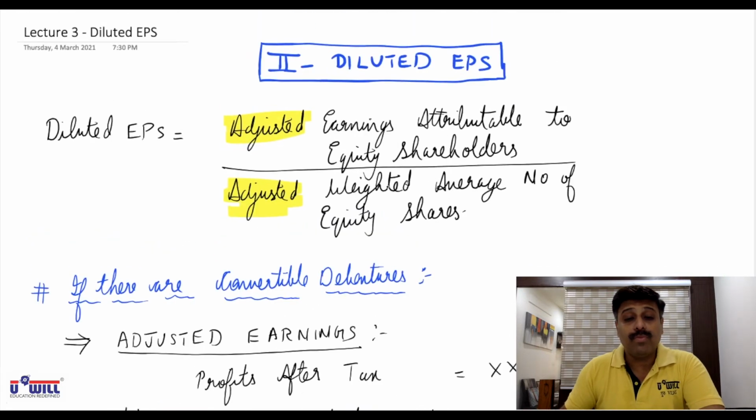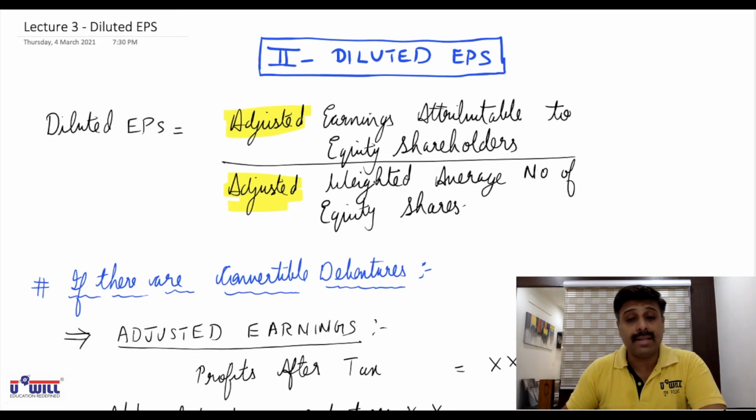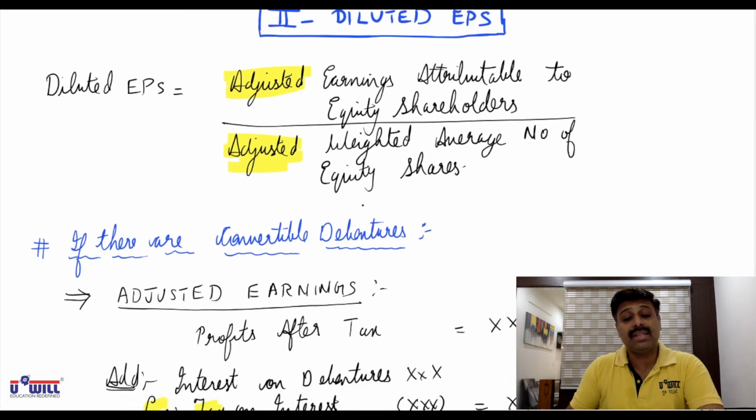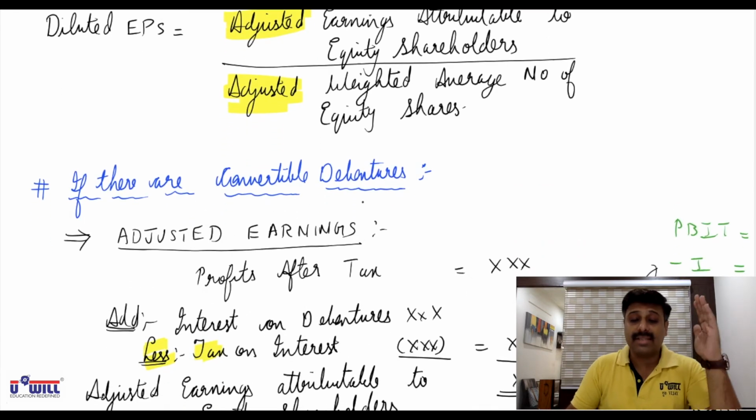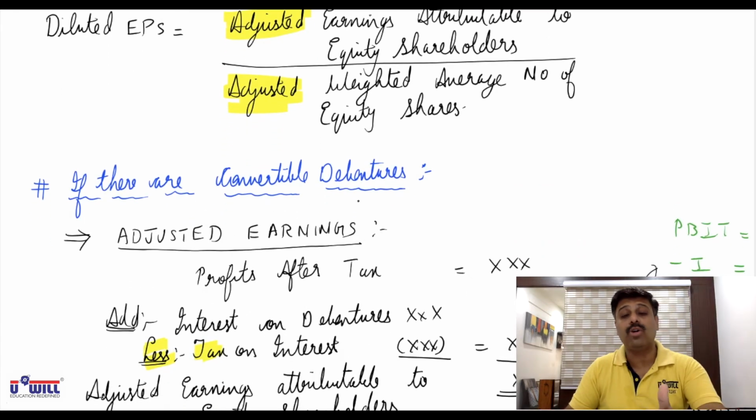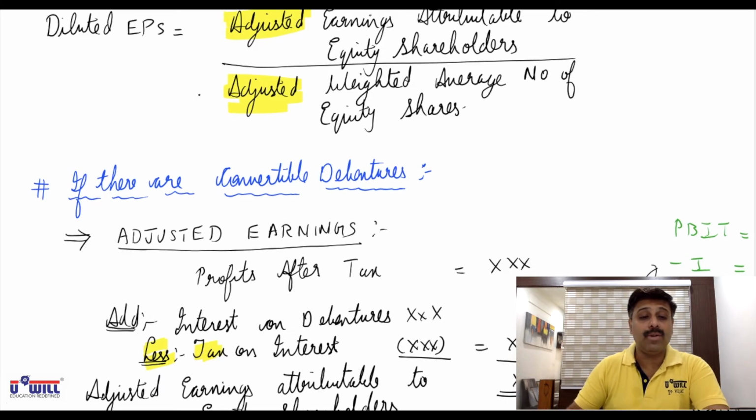So when potential equity shares are there, diluted EPS is calculated. And when potential equity shares are there, in future there are chances that the EPS will go down because profits will get distributed between more equity shareholders. So it is called diluted EPS.